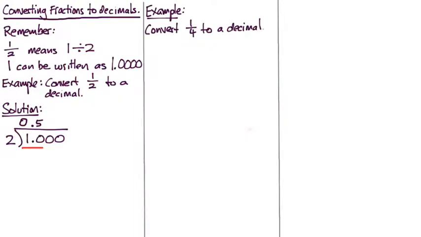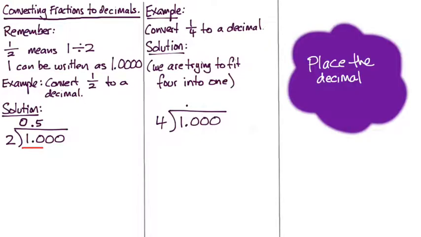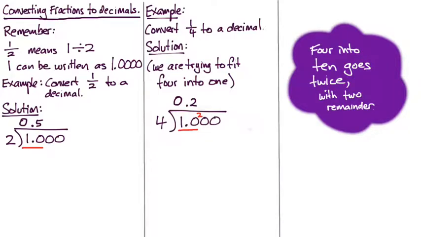Let's try another one. This time we're going to convert 1/4 to a decimal. So we're trying to fit 4 into 1. So write it out the same, put a few zeros after the decimal point, and let's have a go. We're going to place the decimal right here. 4 into 1 goes 0 times, but there is a remainder 10, so we're going to work with the 10.